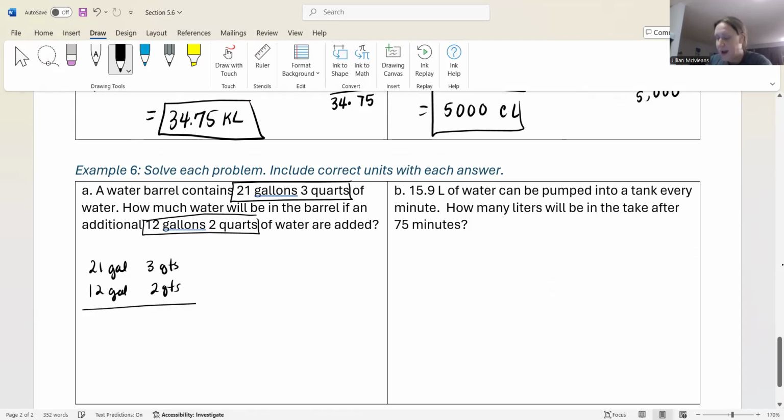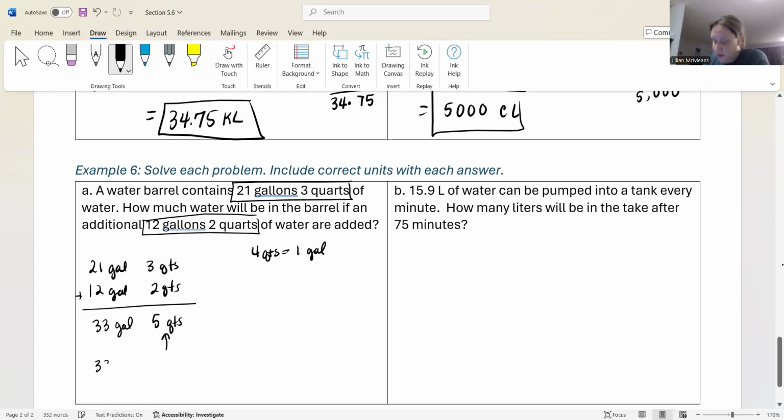All right, so we want to add like units. So we're going to add our quarts and then we're going to add our gallons. 3 plus 2 is 5 quarts. Okay, and then 21 gallons plus 12 gallons ends up being 33 gallons. The issue here is this 5 quarts. We always want to make sure that the smaller unit doesn't contain a whole bigger unit. So 5 quarts is actually more than 1 gallon's worth of quarts because remember, 4 quarts equals 1 gallon.